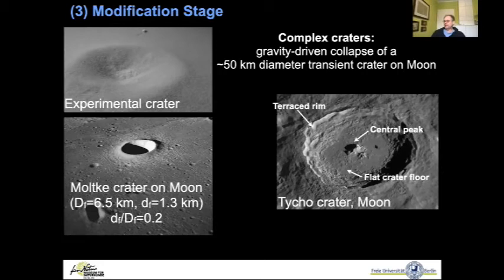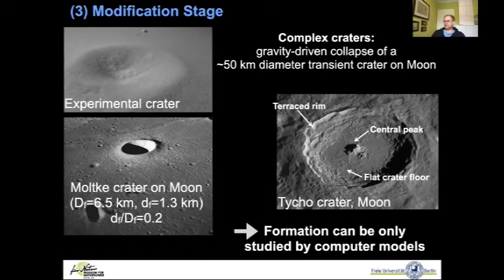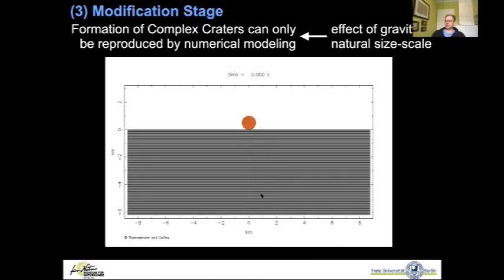Here again, the morphology: central peak, flat crater floor, terraced rim. How does that actually form? And unfortunately, this is something that we cannot do in models. We would have to extremely increase gravity at very low strengths. So that hasn't really been done with any sort of solid materials in laboratory experiments. Of course, in fluid, that would work out, but that may become clear in a minute when I show you the results for this. So this is best done by using computer models.